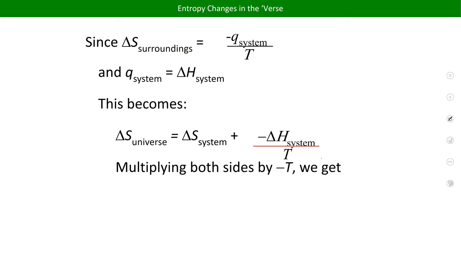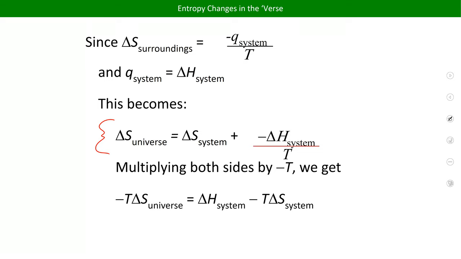And the key here is that if we do some substitutions, we can wind up with this. Delta S for the universe is equal to delta S for the system plus negative delta H for the system over T. Right, and since nobody likes fractions, multiply everything by negative T, and we get negative T times delta S of the universe is equal to delta H for the system minus temperature times delta S for the system.